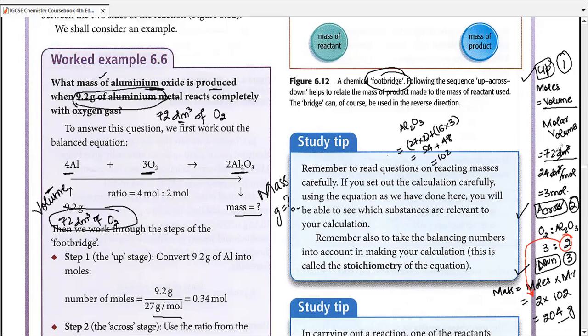The numerator is the volume of oxygen itself, 72 decimeter cube. From there, we have moles of oxygen. Once you have the moles of oxygen, you're done with step 1. You move on to step 2, the cross step. The cross step says that you need a ratio in between oxygen and aluminum oxide.